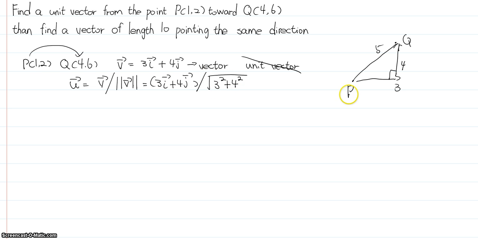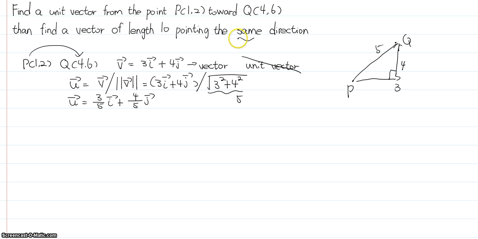So the unit vector will be, since this is 5, 3/5 of i plus 4/5 of j. Now moving on to the second part. The second part is asking to find a vector of length 10 pointing in the same direction.